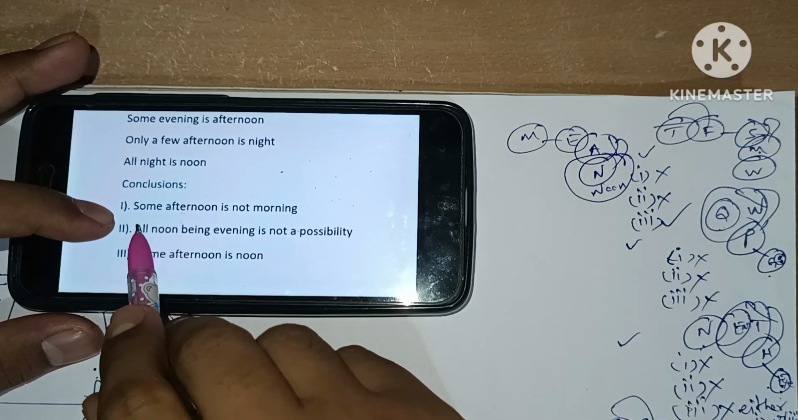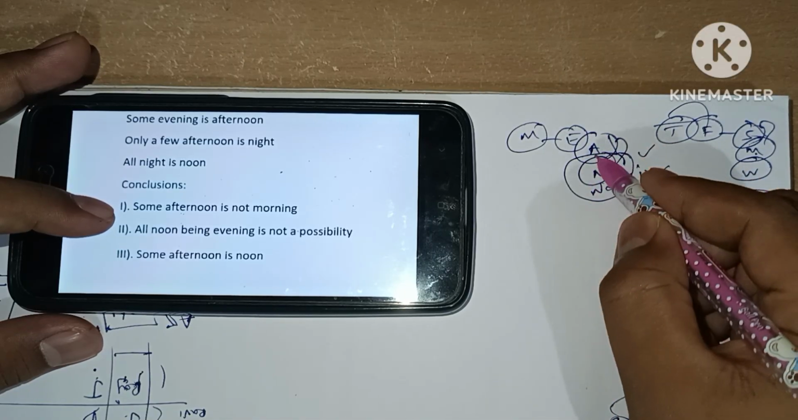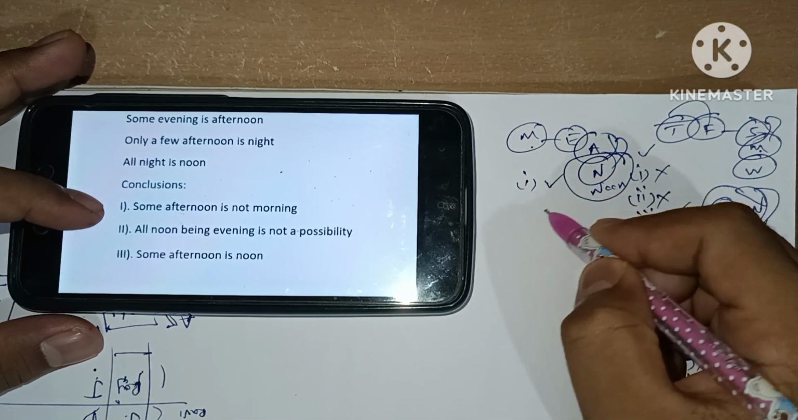Conclusions. We see, can all afternoon be morning? All afternoon can be placed inside morning. No, it is not possible. All case not possible means some not case will be true.